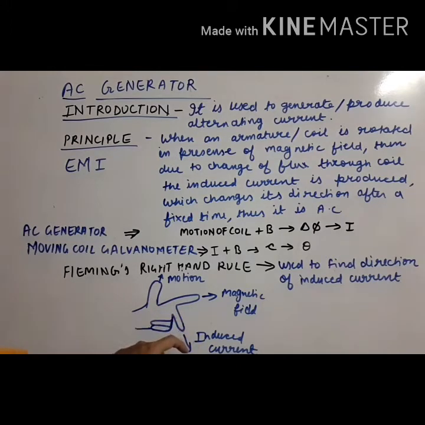But the change is now that this is output. Induced current is output. So in whichever direction the conductor is moved, we have to point the thumb in the motion of conductor direction. Then the first finger we have to turn in the magnetic field direction. Then the central finger will give us the direction of induced current.